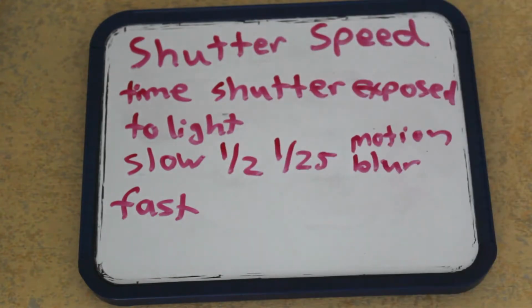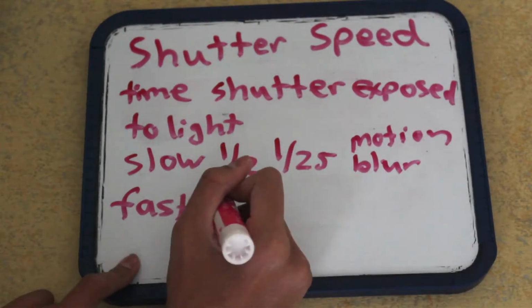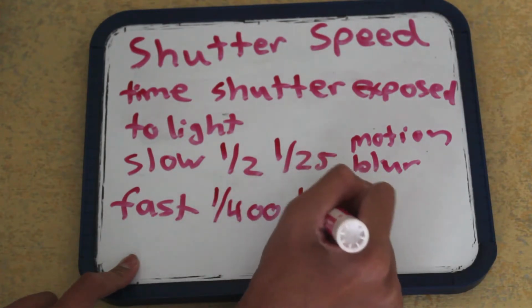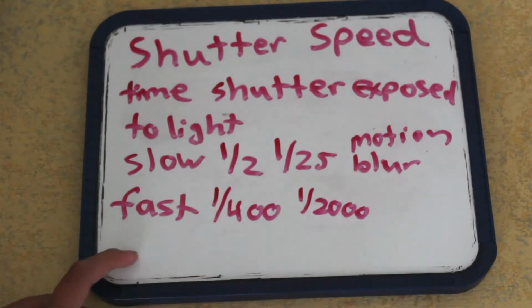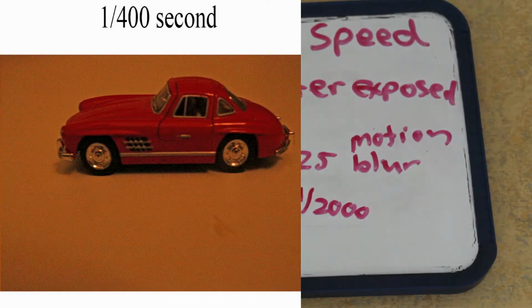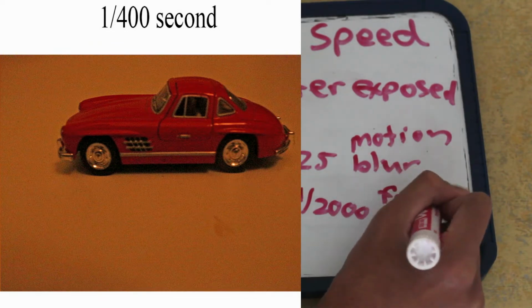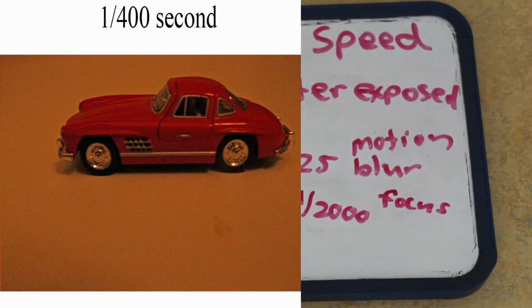But with a fast shutter speed, such as 1/400th of a second or 1/2000th of a second, you'll see that the subject is in complete focus and there is no blur to the subject.